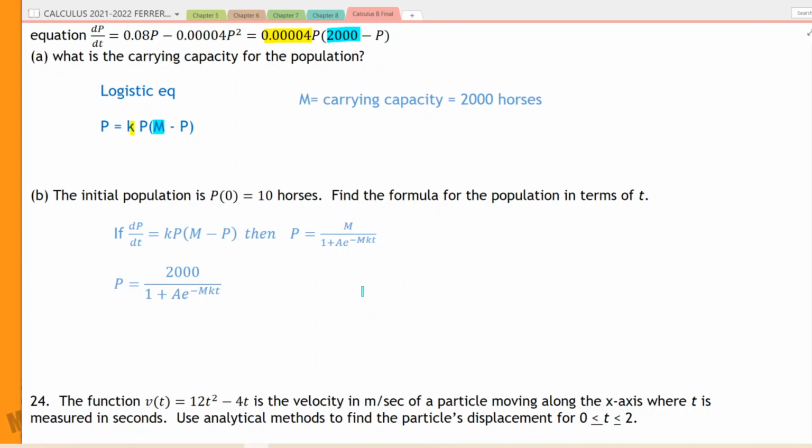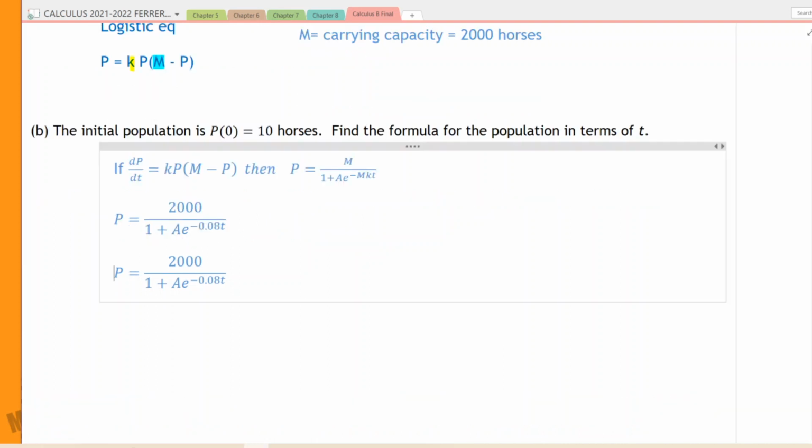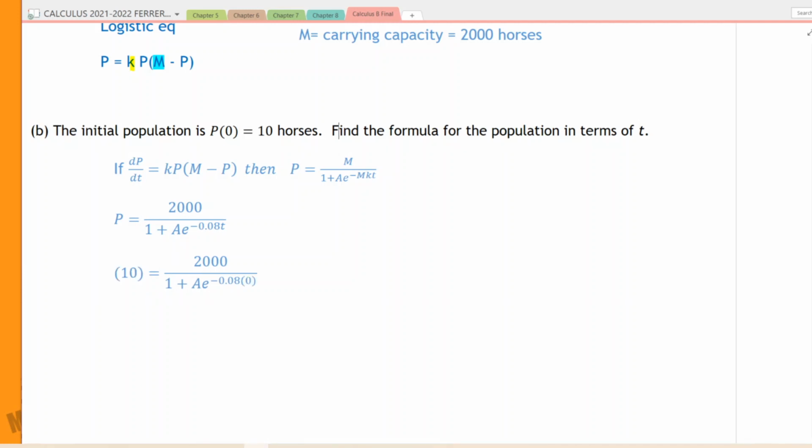As far as the A is concerned, A is not the initial amount. It's not going to be equal to 10, but it is related to 10. The correct way to solve for A is to use the initial condition, P0 equals 10. So we'll write out our population equation as it currently is, substitute P0 is 10, and then simplify.